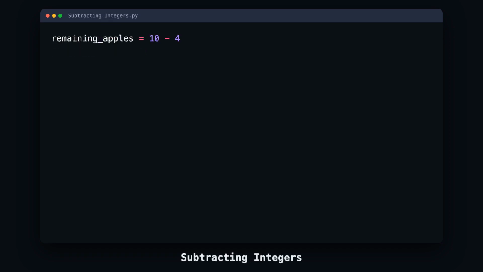Now let us look at subtraction, which works exactly as you would expect. We assign the result of 10 minus 4 to a variable called remaining apples. When we print this out, Python calculates the exact difference. Beginners sometimes worry that Python cannot handle negative numbers, but subtracting a larger number from a smaller one works perfectly fine. You can easily calculate things like debts or temperature drops without any extra code.